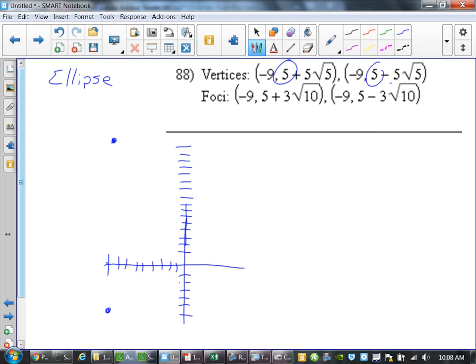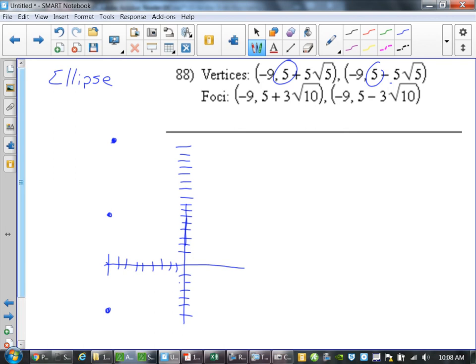Look at the focus. It was the focus the whole time. I added 3 root 10, I subtracted 3 root 10 from 5. So you know your center is going to be at negative 9 and 5. That was something special. That's convenient.